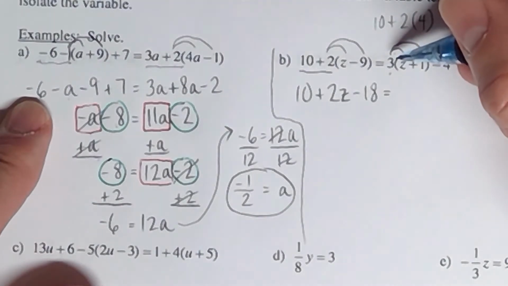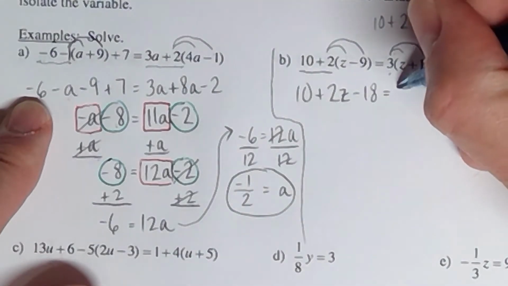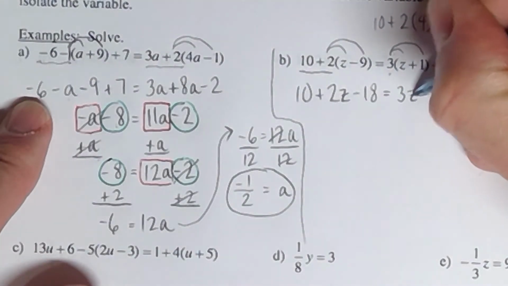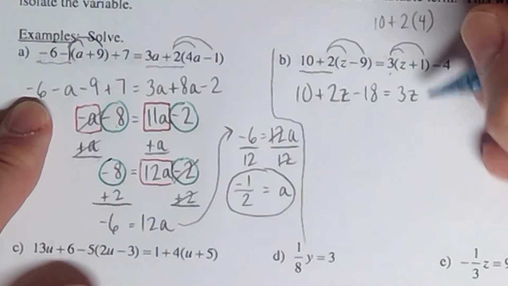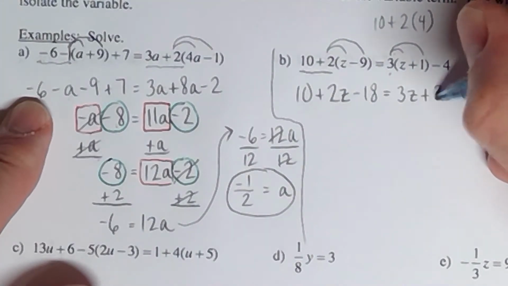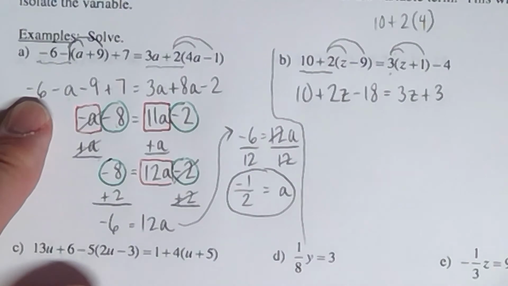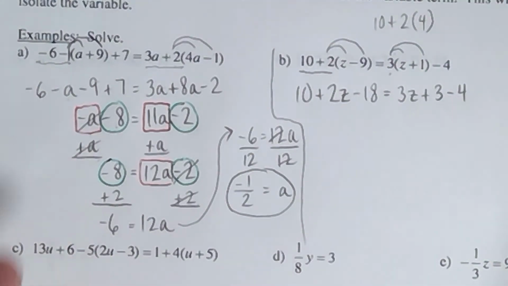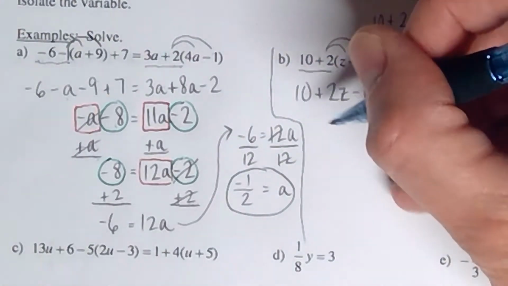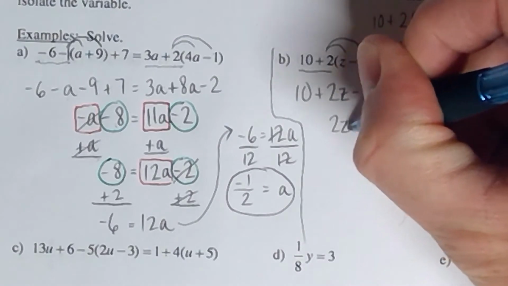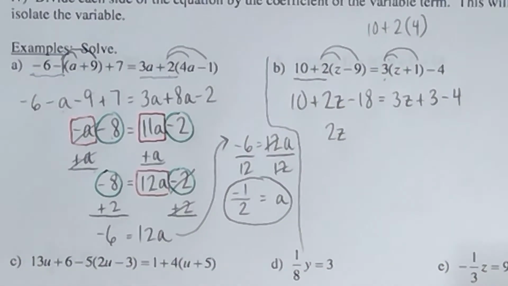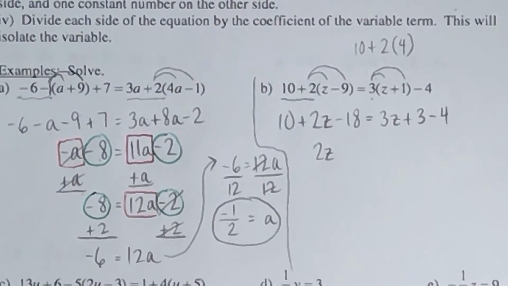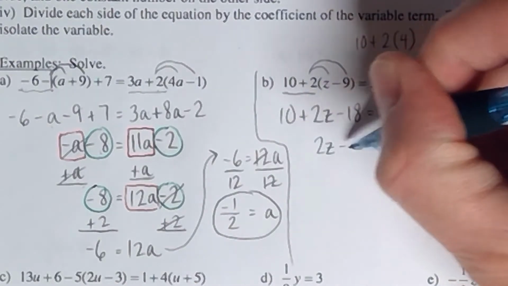And let's keep going here on the other side. As we said, we just distribute the 3 right there. 3 times z is 3z. 3 times positive 1 is positive 3, so I got to say plus 3. And then the minus 4 just comes down. As I said, we don't distribute to that. Then I combine like terms. Remember, that's step 2 on the top of the page here. Combining like terms on the 2 sides separately.